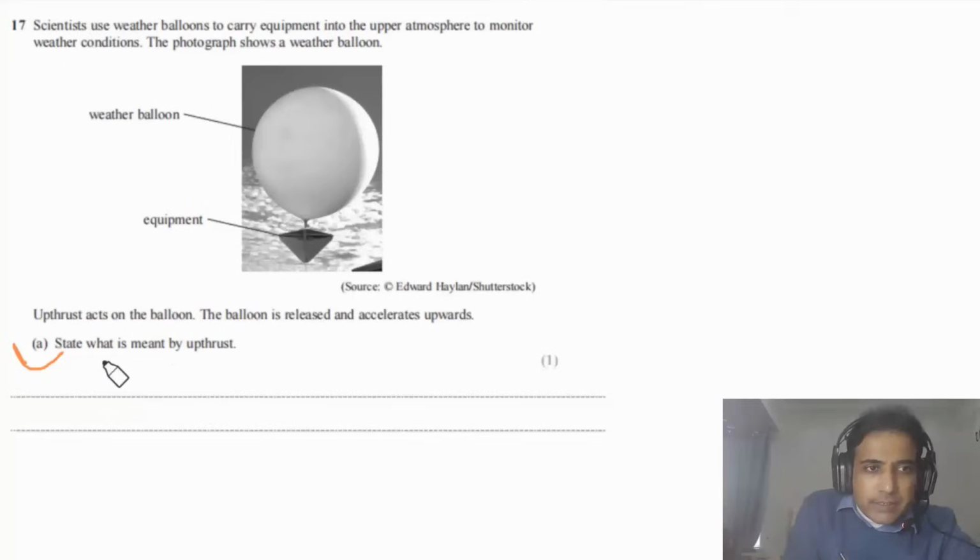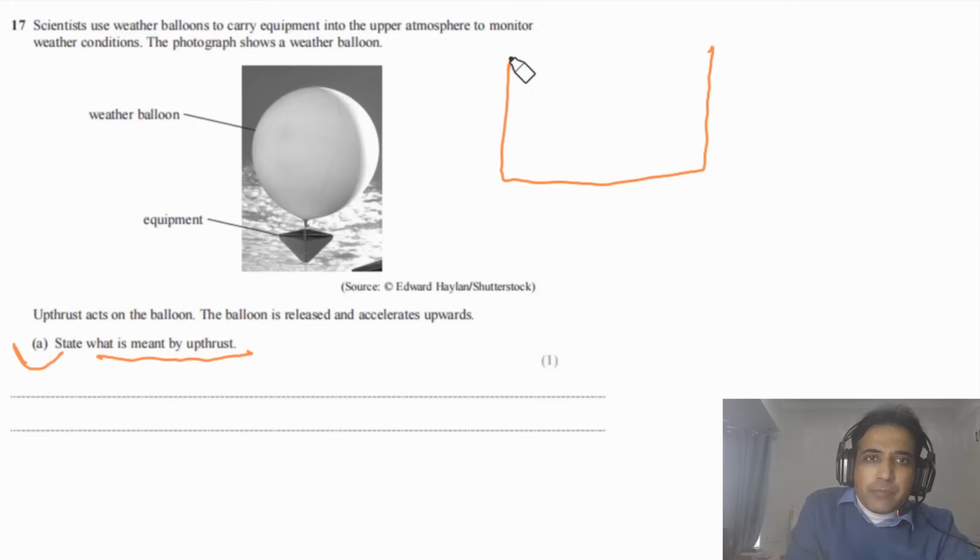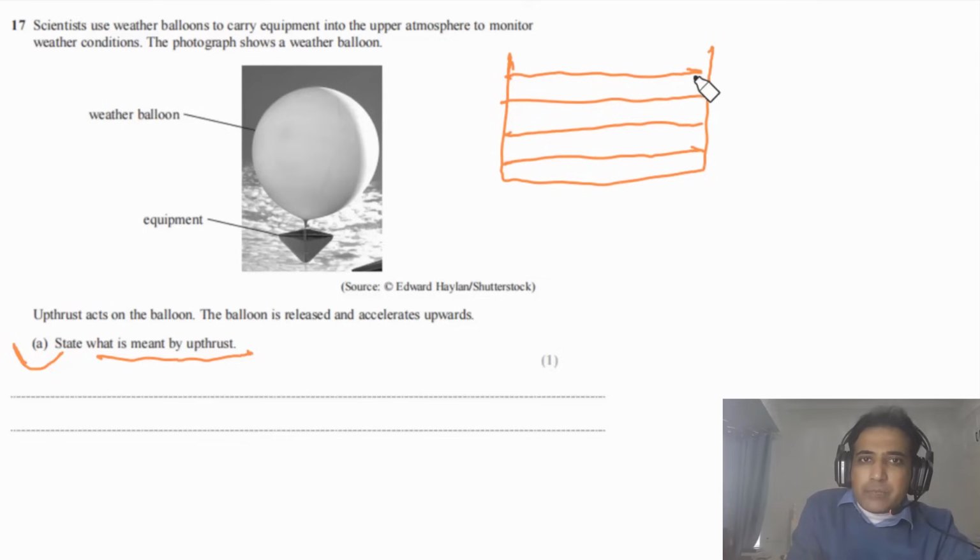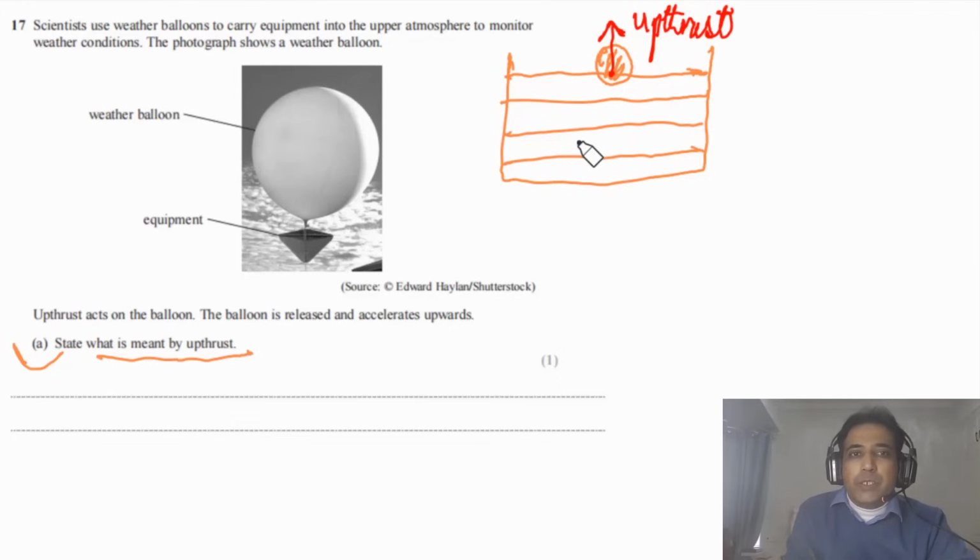Question 17 part A says, state what is meant by upthrust. Upthrust we can simply understand with the help of this container. Imagine that we have this container, and inside this container we have a fluid. It can be gas, it can be liquid. And if we place a ball inside this fluid, this ball will experience an upward force. That upward force we call upthrust, and that is due to displacement of the fluid. So this is how we can simply state upthrust.